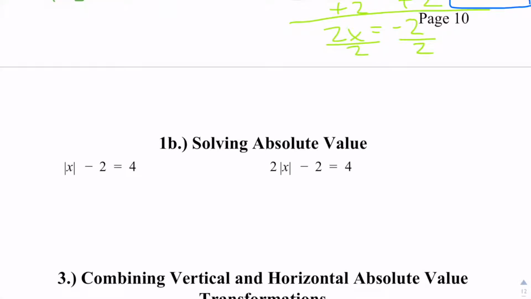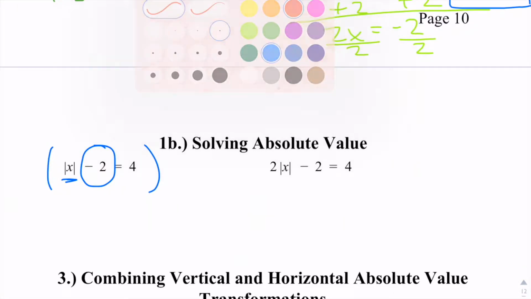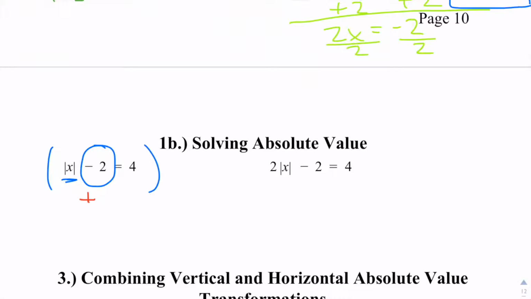One thing that I want to mention is that anytime you have things outside of the absolute value expression, like this -2, you've got to move that to the other side of the equation before you can solve the absolute value function. What I mean by that is, on this one, we'd want to add 2 to both sides to give us the absolute value of x is equal to 6.